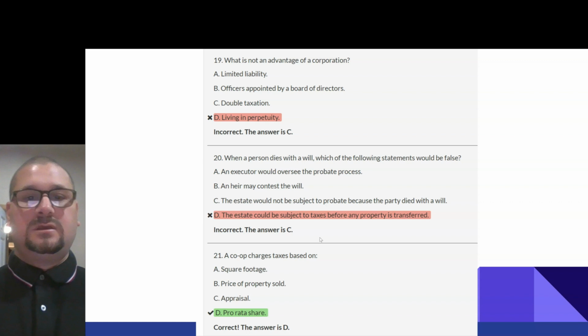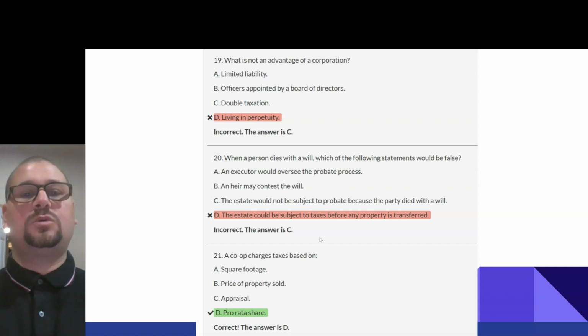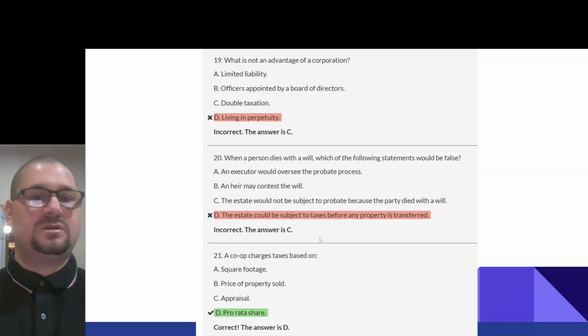That's false. A co-op charges taxes based on what? Pro rata share. A co-op charges taxes based on pro rata share. Is it based on square footage? No. Price of property sold? No. Appraisal? No. Pro rata share is when a co-op charges taxes based on that pro rata share.